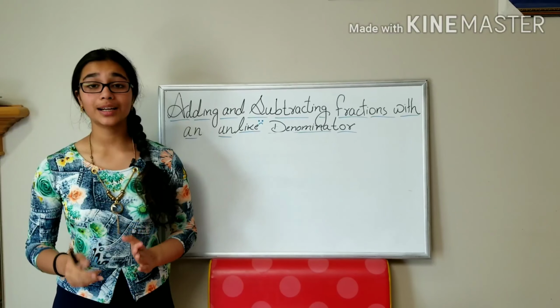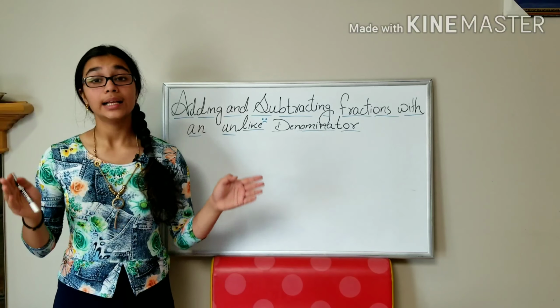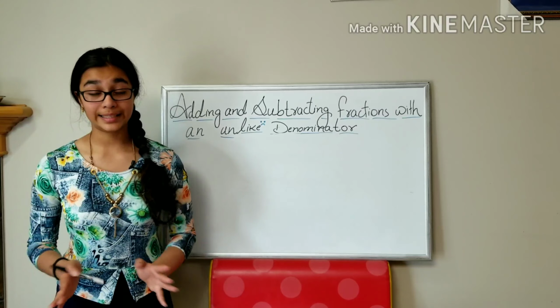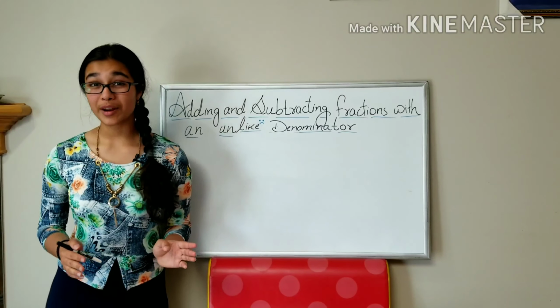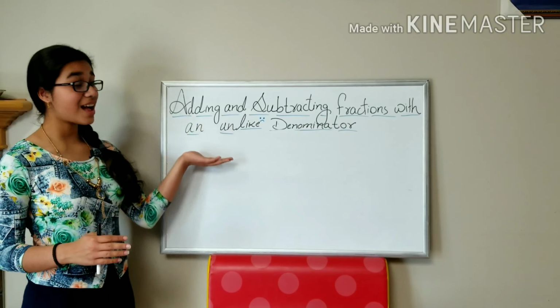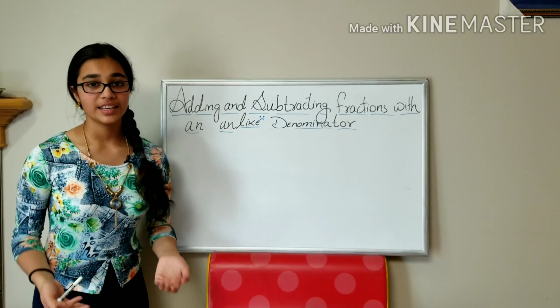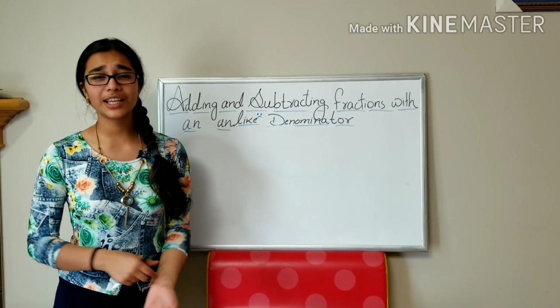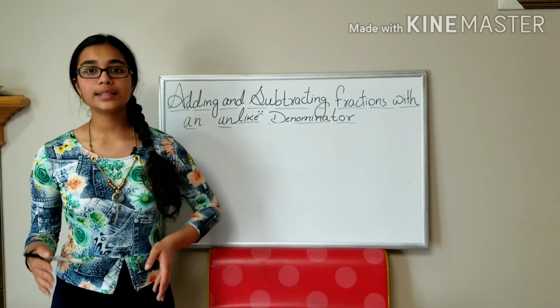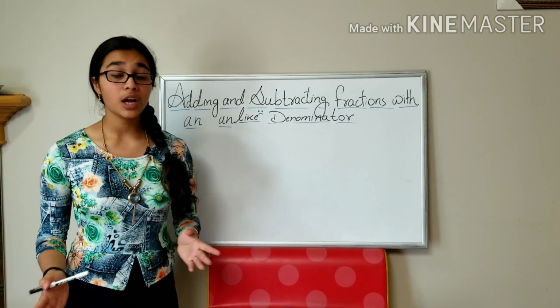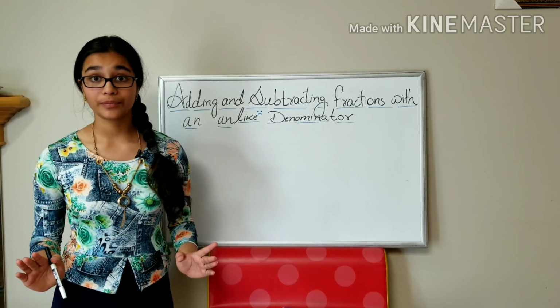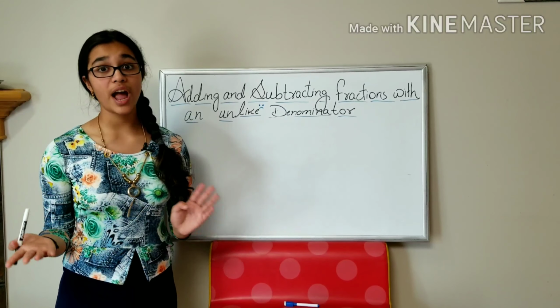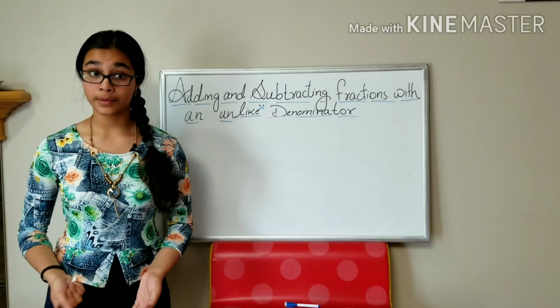We were just talking about adding and subtracting fractions with like denominators. Now let's talk about adding and subtracting fractions with an unlike denominator. Adding and subtracting a fraction with an unlike denominator can get a little harder, since if we want to use our trick, we have to have a common denominator. That means we're going to have to change the fraction to have a common denominator.